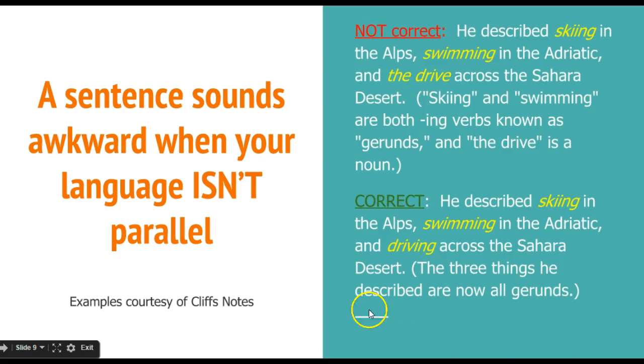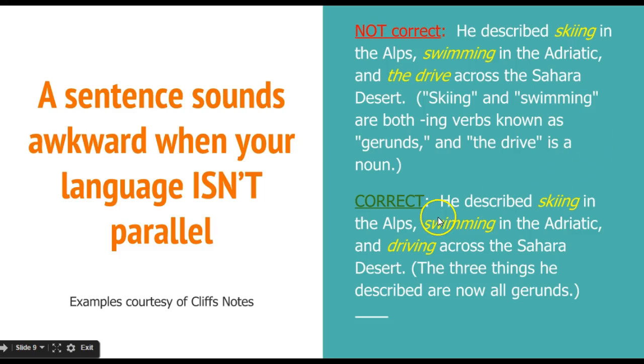These examples come courtesy, by the way, of Cliff Notes online. So for example, this is not correct. He described skiing in the Alps, swimming in the Adriatic, and the drive across the Sahara Desert. Well, skiing and swimming are both ing verbs known as gerunds, but the drive is a noun.